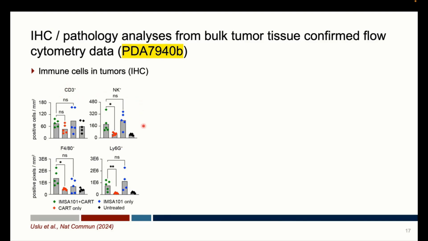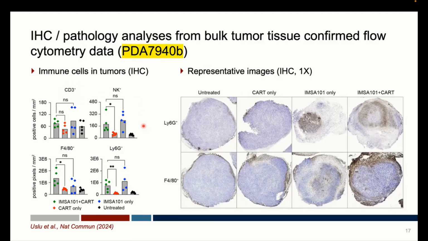When we look at representative images, plotted here on top is the Ly6G. It's neutrophils shown, at the bottom the macrophages, and positive cells is basically the brown color. And when you look at untreated tumors or tumors treated with the CAR T cells alone, you can see positive cells basically at the tumor edges, like surrounding the tumor, but there are no positive cells inside of the tumors.